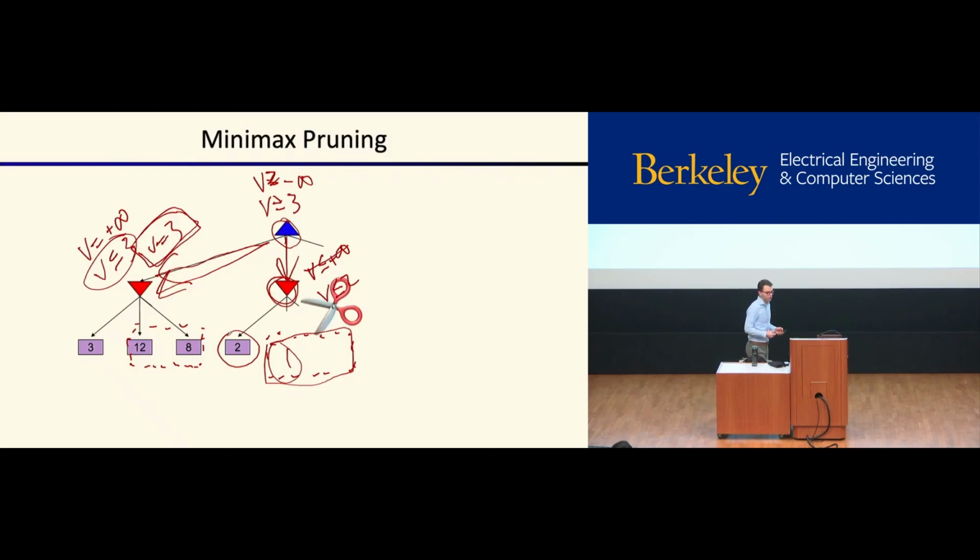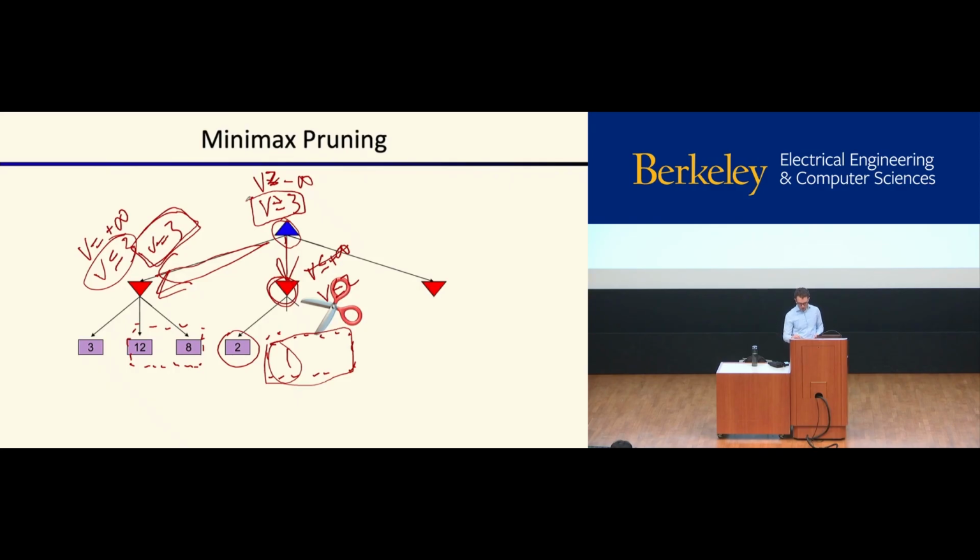So we can actually prune the tree. We don't have to look at those paths. We can prune the tree because 2 is less than our lower bound. Our lower bound is 3, and 2 is less than that, so we don't have to keep looking. We can do this again.